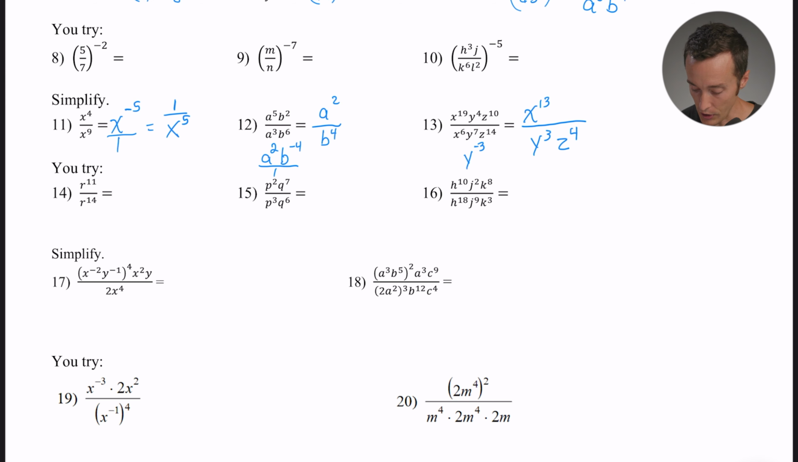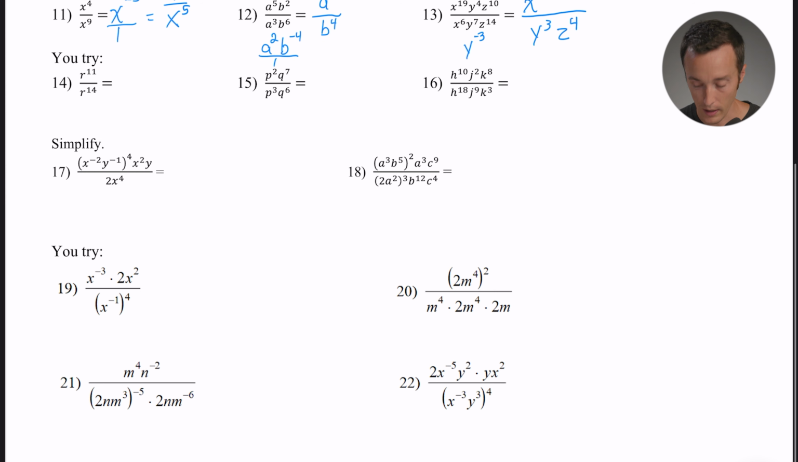Okay, so assuming you've had a chance to do that, let's look at numbers 17 and 18. These are going to really combine a little bit of everything. These are as complicated as we're going to go in this video series. So, oh boy, this is a big one here. We've got x to the negative second, y to the negative first, the whole thing to the fourth power, x squared y over 2x to the fourth. There's more than one way to get where we want to go with this. Here would be my recommendation.